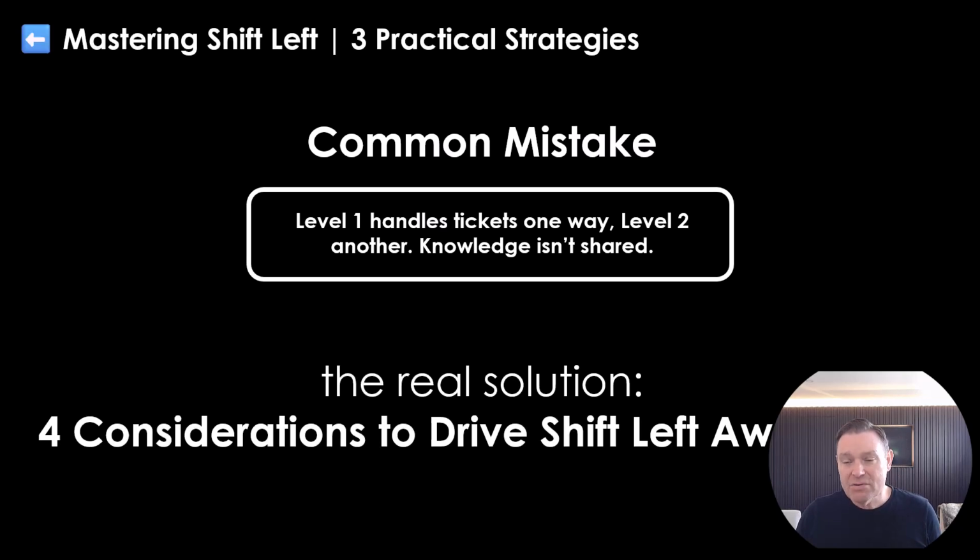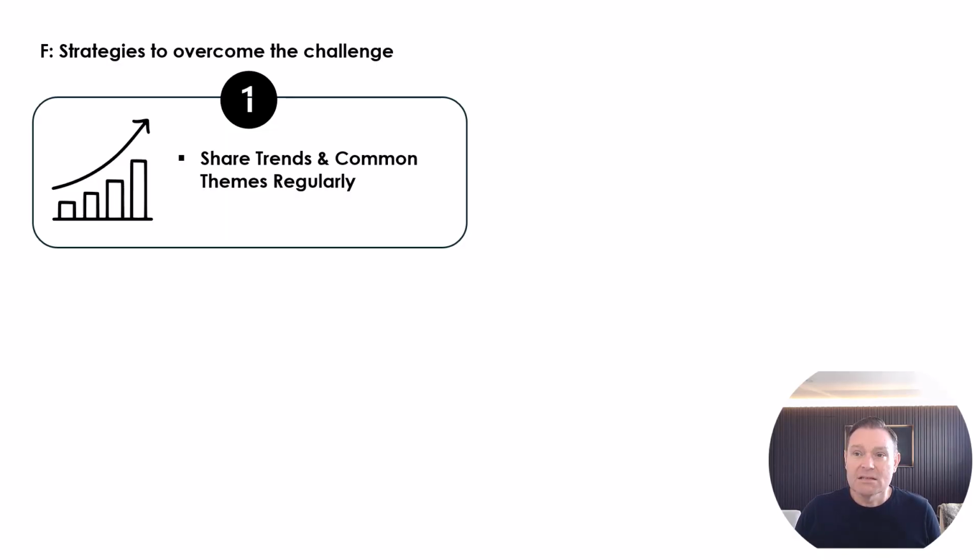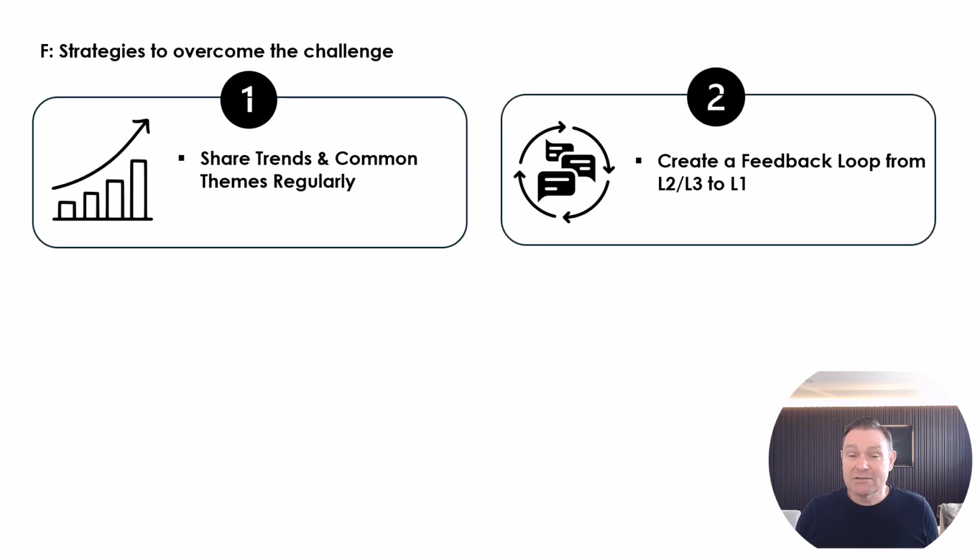So the answer here is to consider these 4 things to drive that shift left awareness. The first one is sharing trends and common themes. You can do this on a regular basis across the teams. Number 2 is creating a feedback loop from level 2 and 3 to level 1. Every escalation is a learning opportunity, and you want to make sure that you use it.